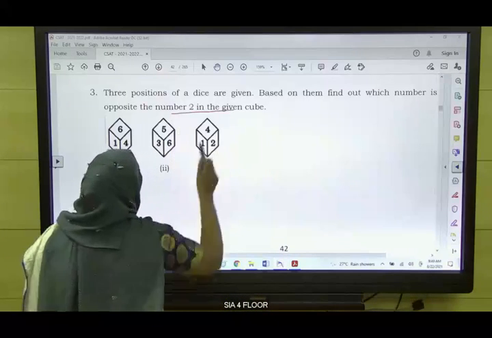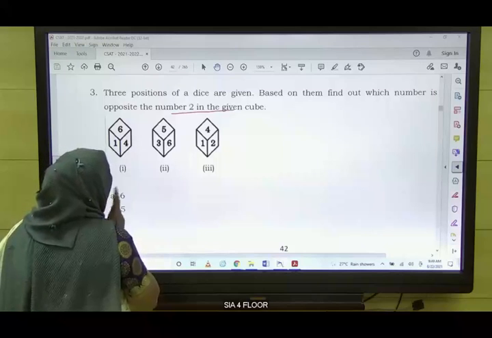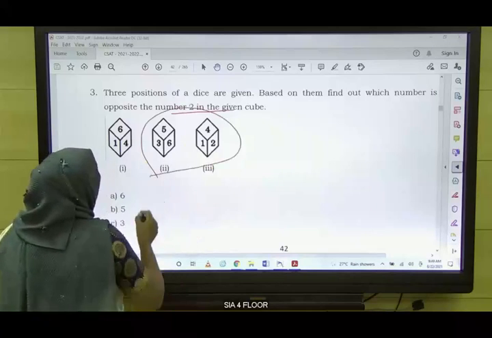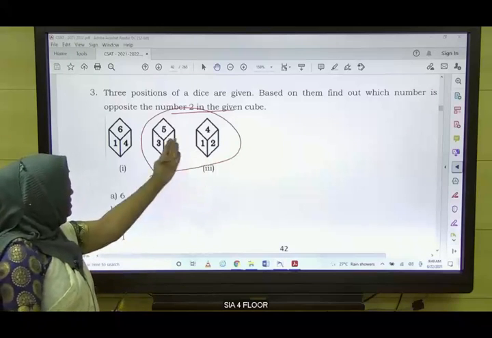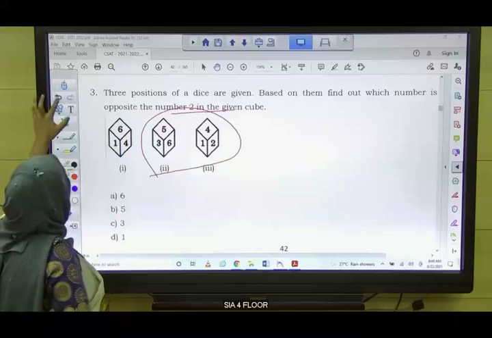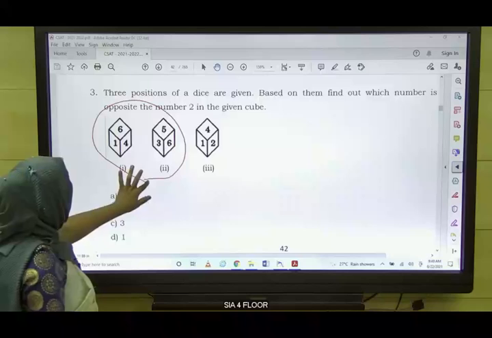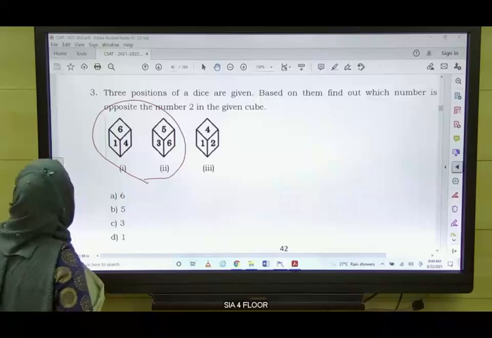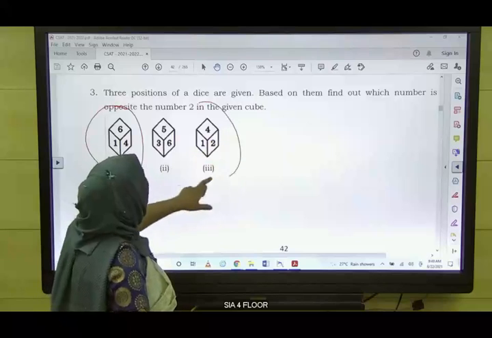What is opposite to number 2? Here, I cannot compare these 2 because they are different numbers. Here you have 3 different numbers, and here you have some other 3 different numbers. So you cannot compare these 2 dice. So I'll compare these 2, because I can use the cancellation method very easily.